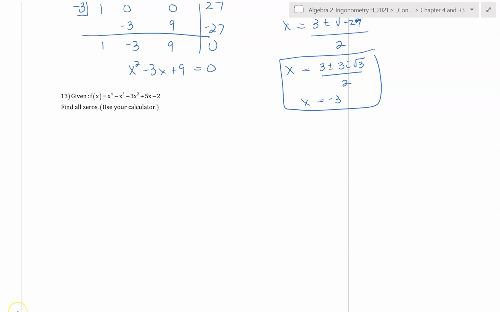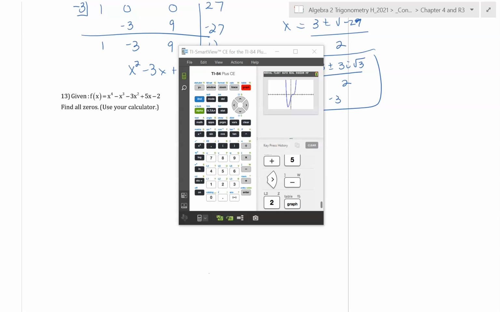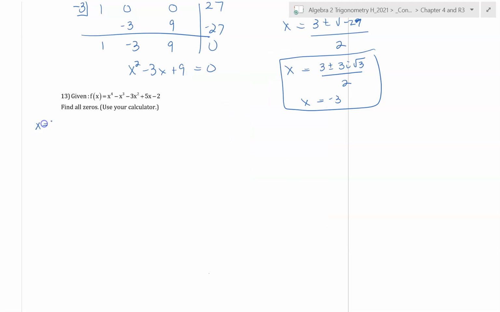Pause the video and see if you can find the zeros by using your calculator. So our graph looks like it crosses the x-axis at negative 2, and also crosses the x-axis at 1. So we know that we have x equals 1 and x equals negative 2. Let's use synthetic division, because we need to factor out x minus 1 and x plus 2 so that we could end up with a quadratic, so we could use either the quadratic formula or factor. So let's start with 1 on the shelf, and we'll use synthetic division.